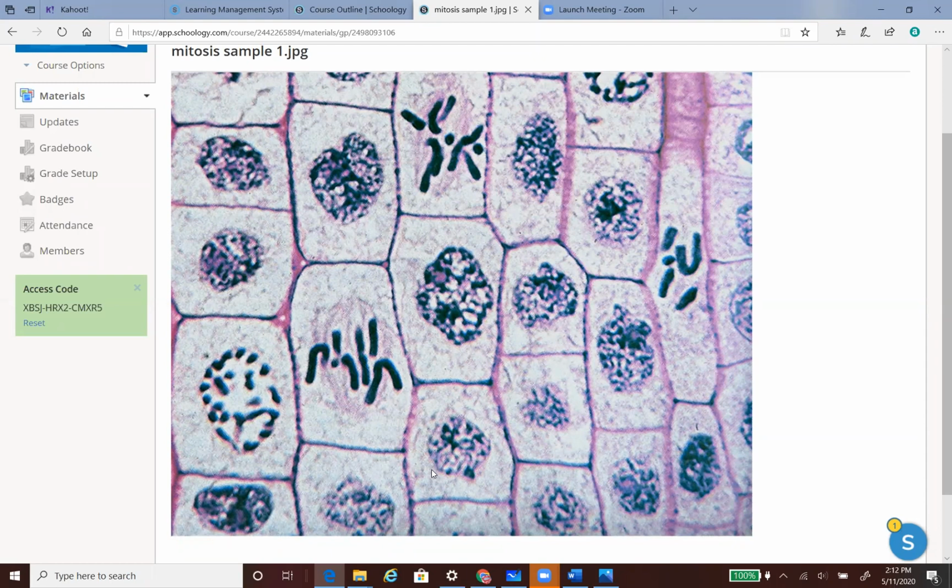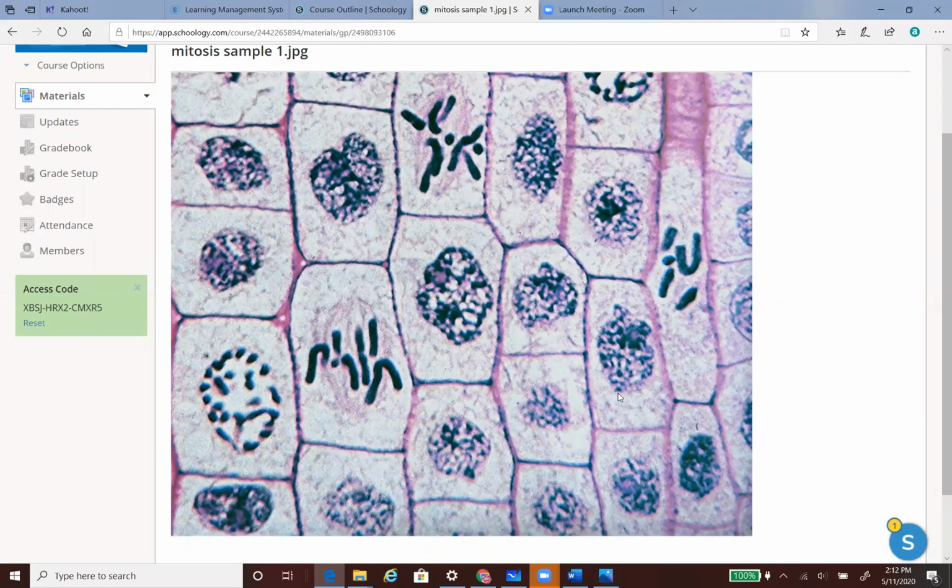Or at least most of the cell. For example, I can see this cell right here, but on the right side here, a lot of these cells are cut off, so I'm not going to include those, okay? So you're going to count the number of cells that you can see.